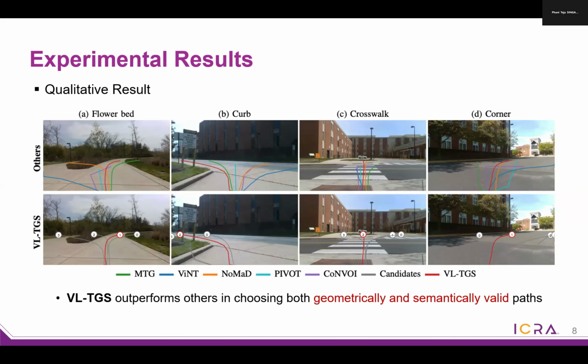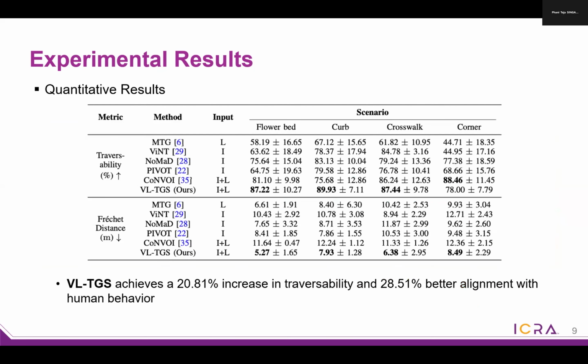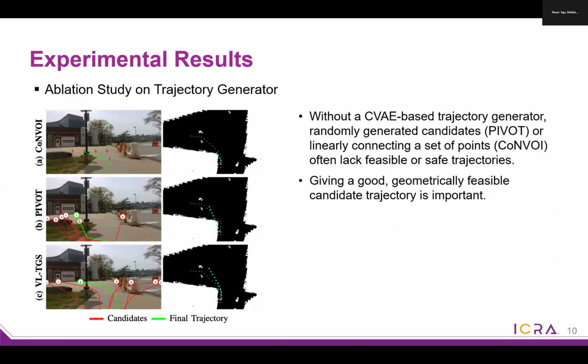Compared to other existing methods, VLTGS outperforms in choosing both geometrically and semantically valid paths. Quantitatively, VLTGS outperformed a prior method in both traversability and human-like distance measures, which is a Fréchet distance. We also performed an ablation study on both the trajectory generator and the selector.